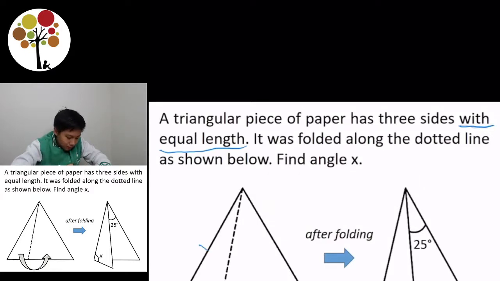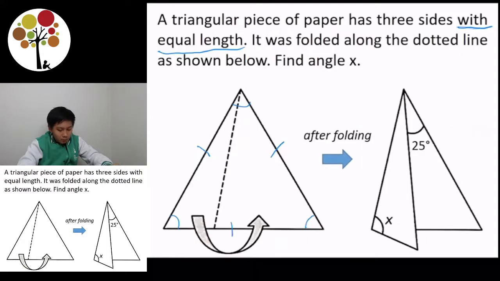So I'm just going to label one line to show that all the sides are the same, which means that this angle, and this angle are all the same. Then it says it was folded along the dotted line as shown below, so find angle X. So that is angle X.